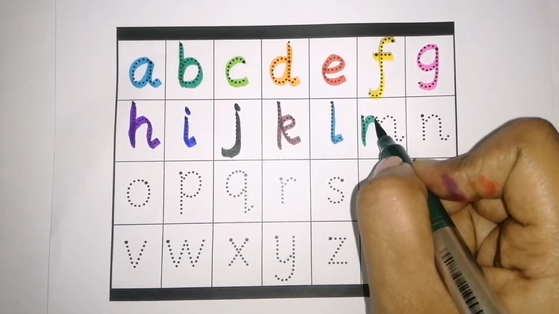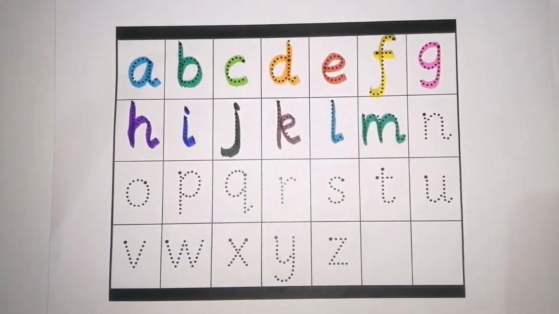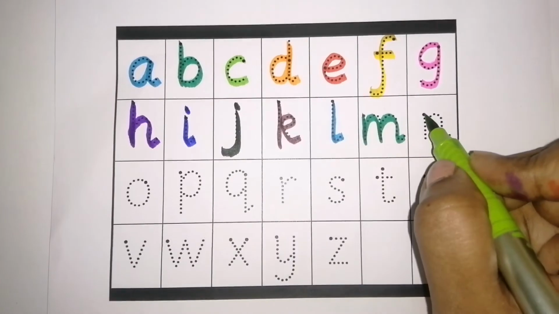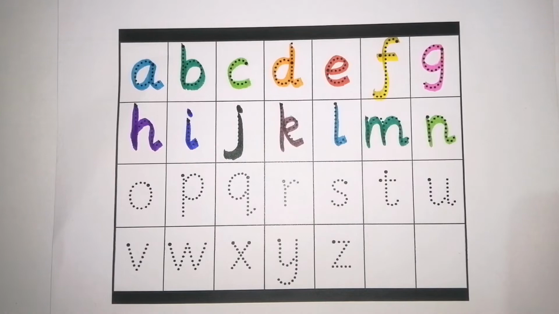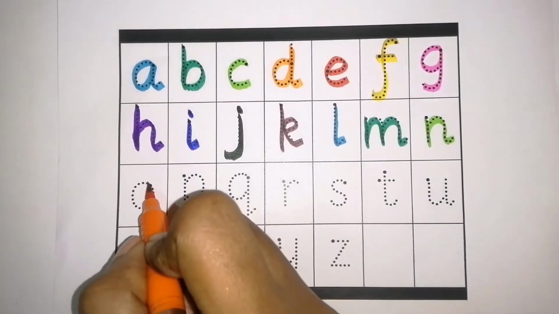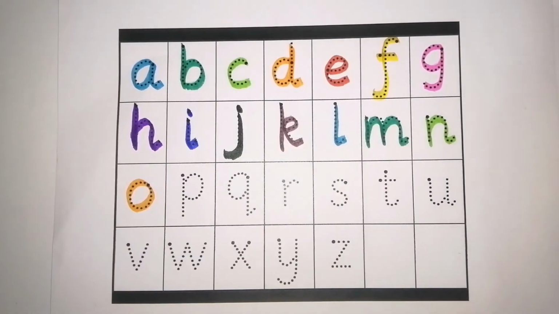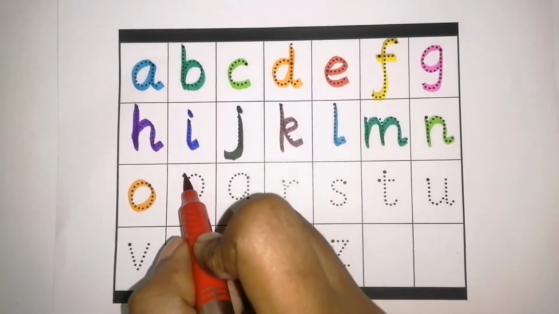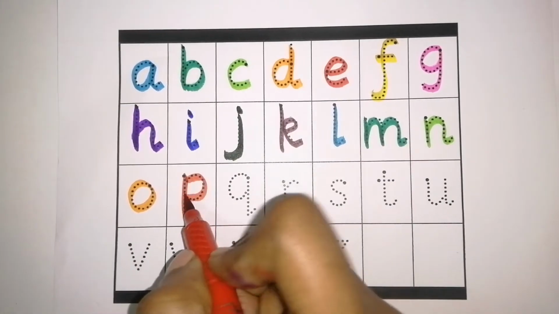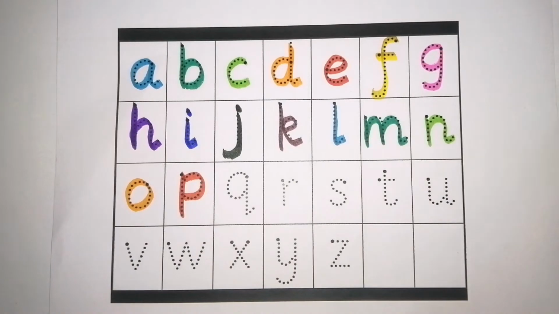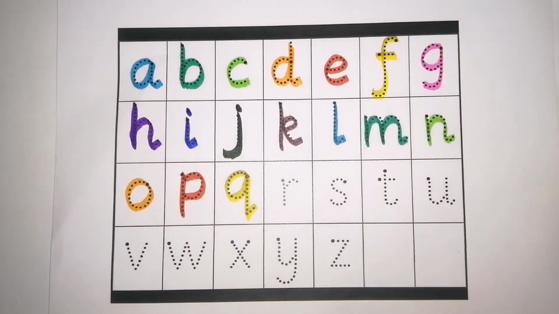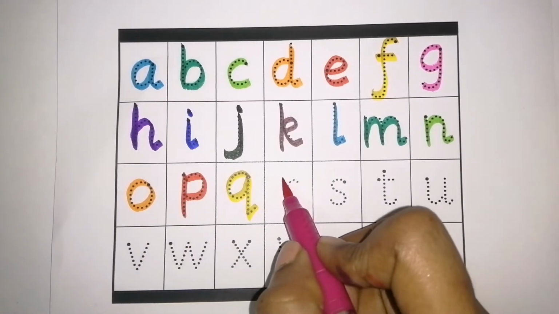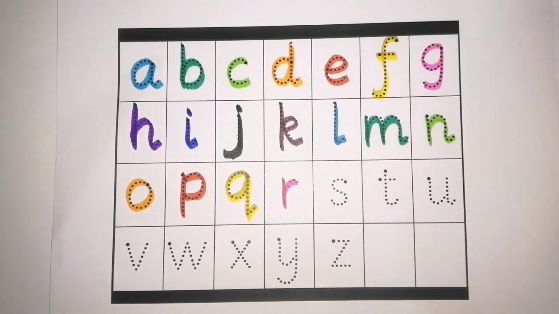M. M for mango. N. N for nose. O. O for orange. P. P for parrot. Q. Q for queen. R. R for rainbow.